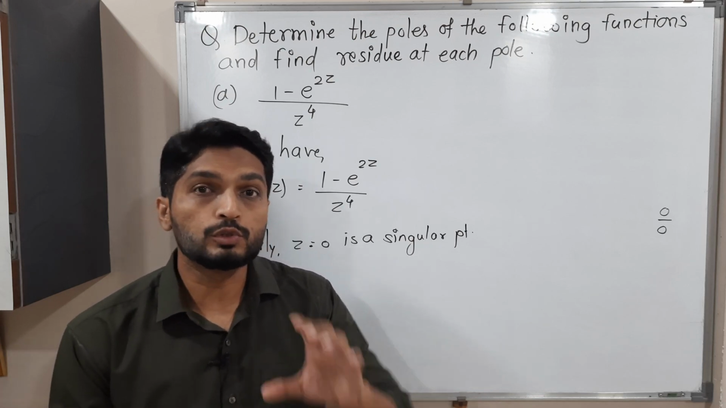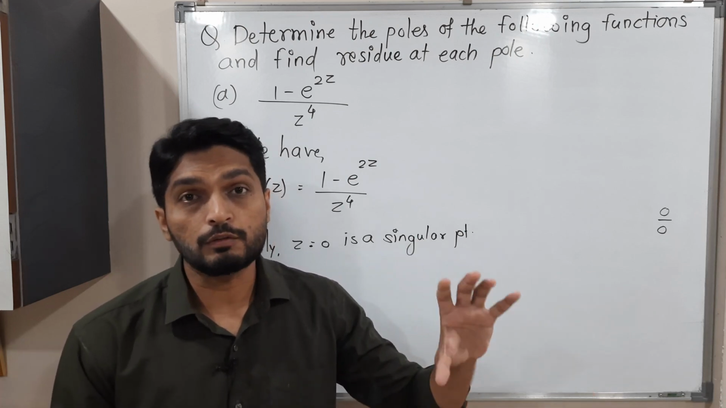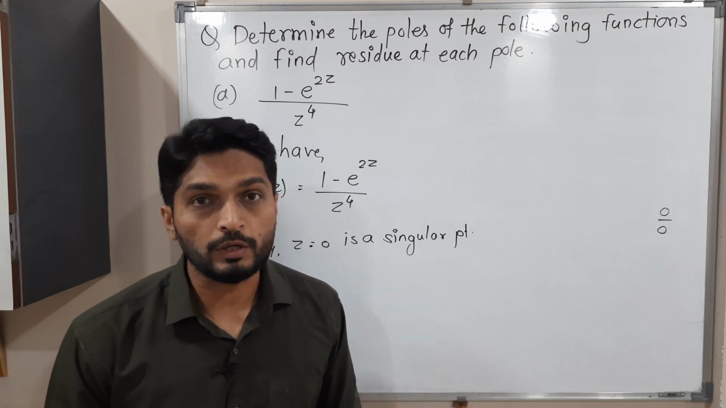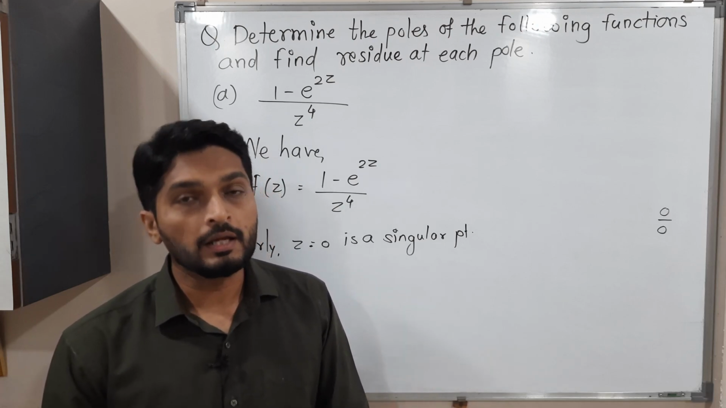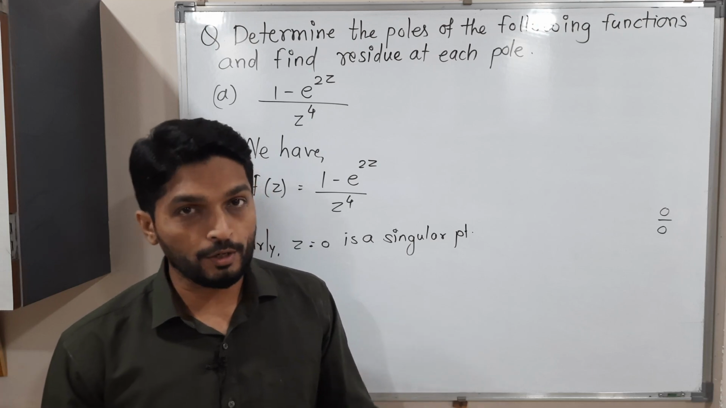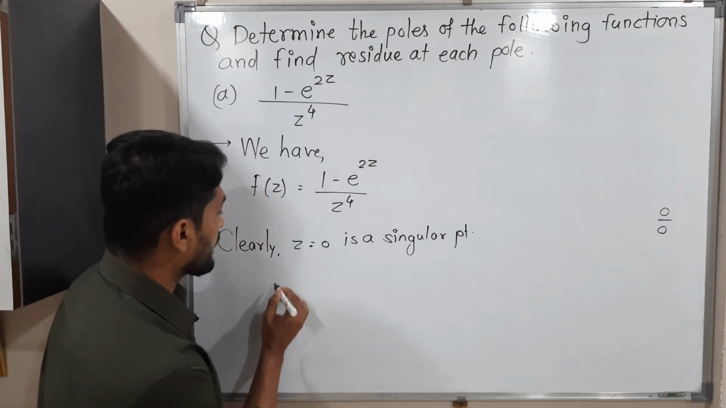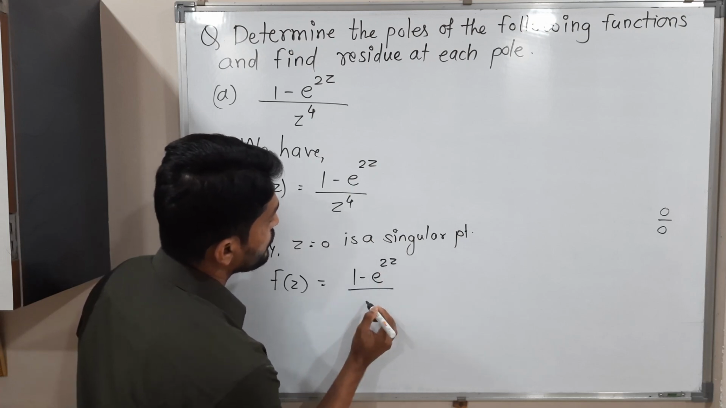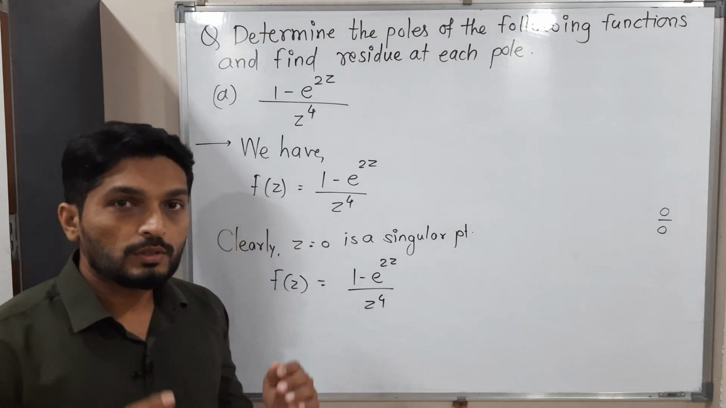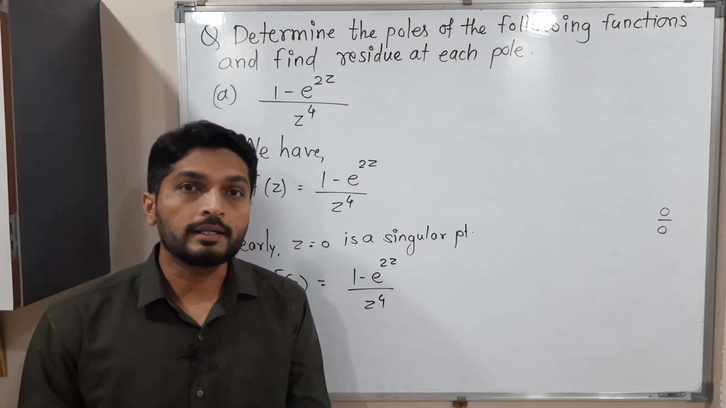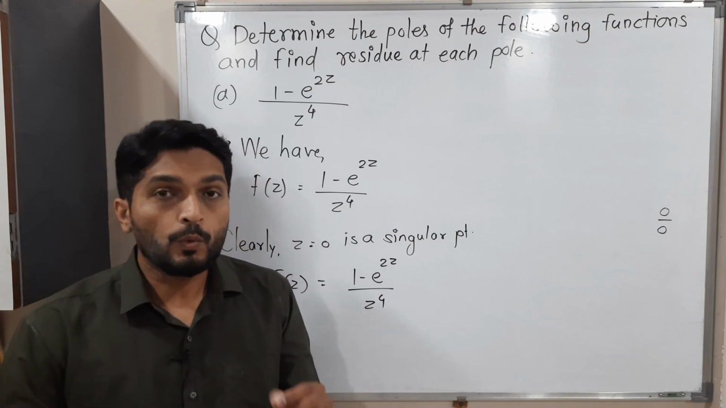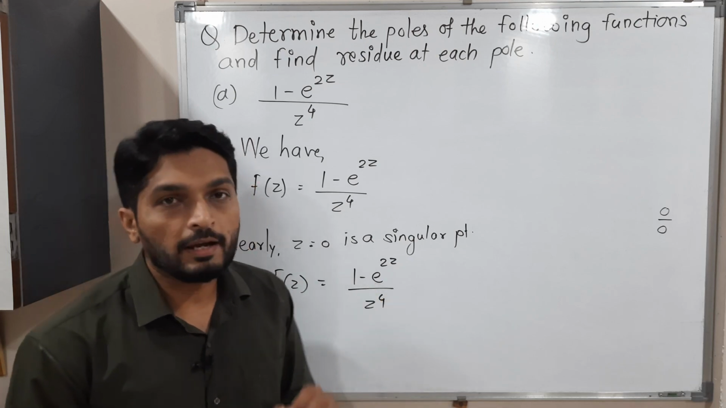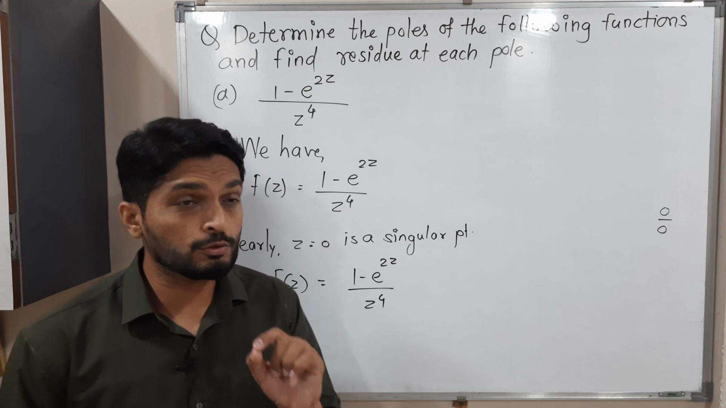The definition says you should first express the given function in the form of a Laurent series. By observing the principal part of the Laurent series, we decide the type of singularity. And if it is a pole, we can easily find its order also. So let us go for that. f of z is 1 minus e raised to 2z upon z raised to 4. Now our task is to find its Laurent series expansion. First, we try to find the standard function. You can easily see we have one standard function, that is e raised to 2z.